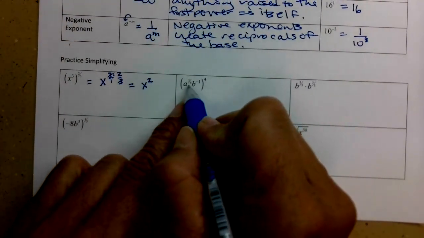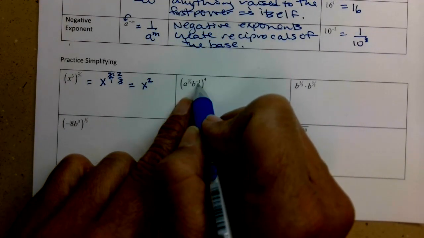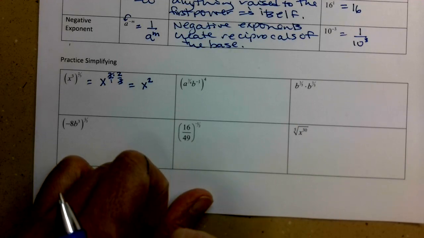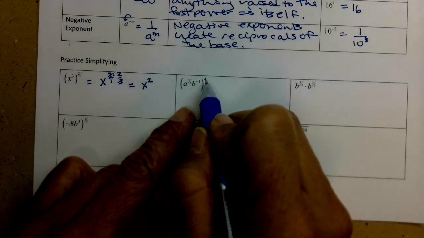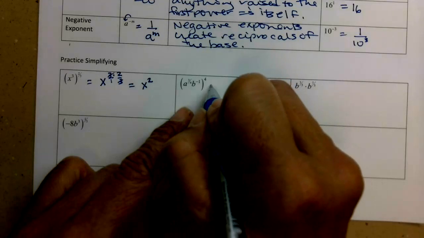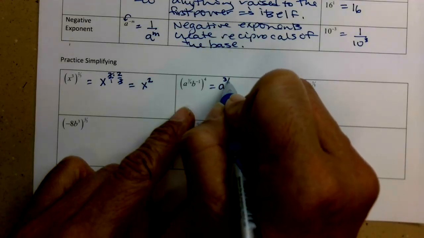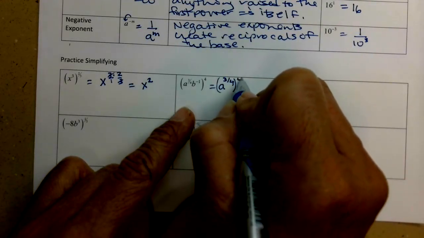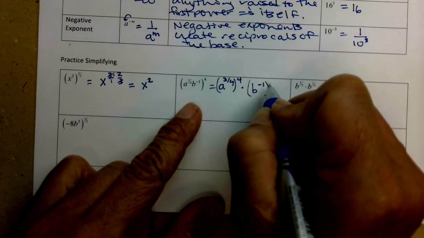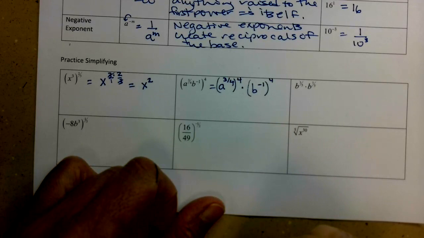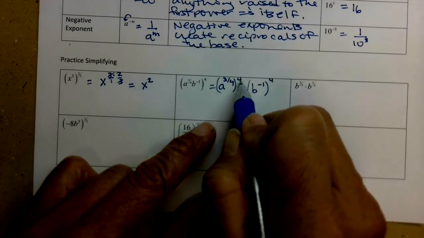So I've got a product to a power. I've got a negative exponent. I've got a fraction. I got a lot of stuff going on. So you just want to take little steps and kind of pick away at all of the things that need fixing. So I'm going to do the product to a power first. So the 4 is going to pop in. So I have a to the 3/4 to the 4th power times b to the negative 1 to the 4th power.